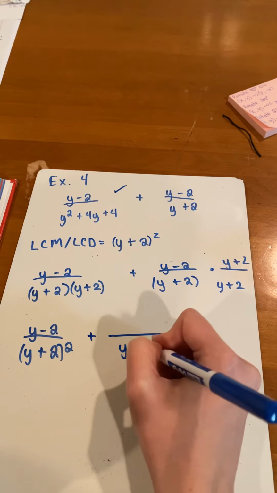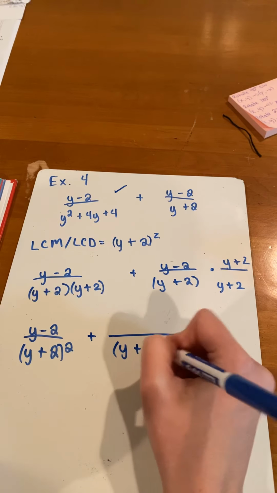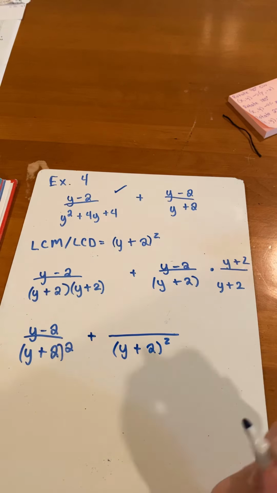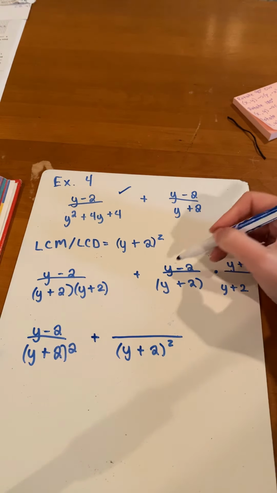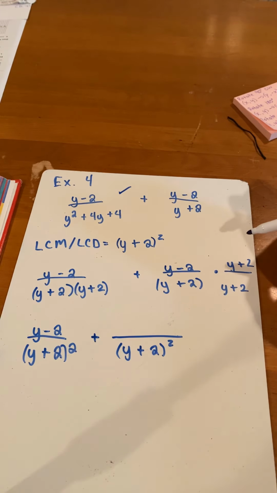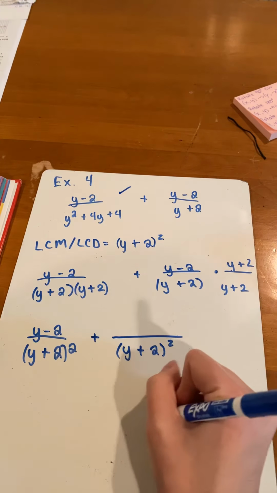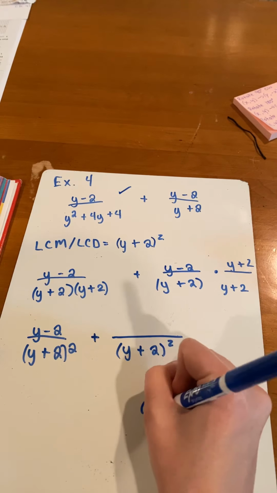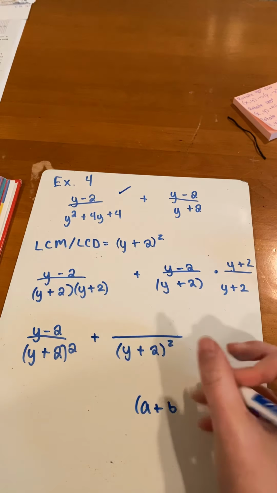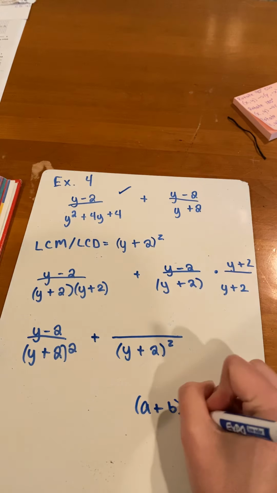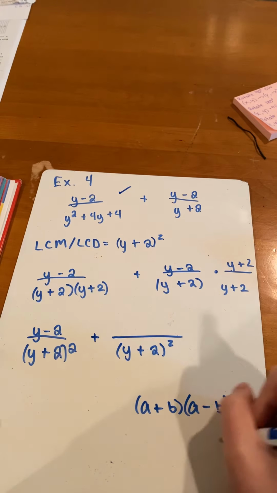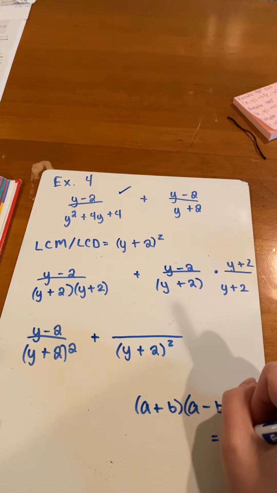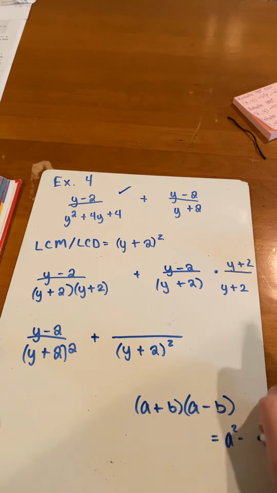But now we have to draw back on your rules of factoring. If we have y minus 2 times y plus 2, so if we have a plus b, a minus b, these factors produce what? They're the factors of a squared minus b squared, right?